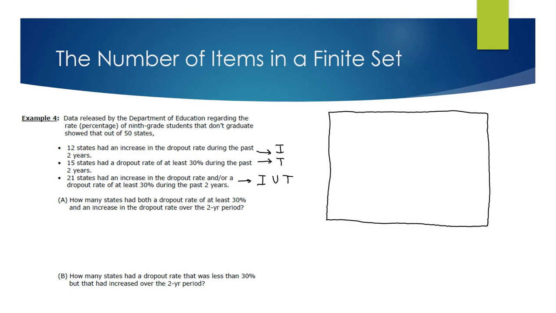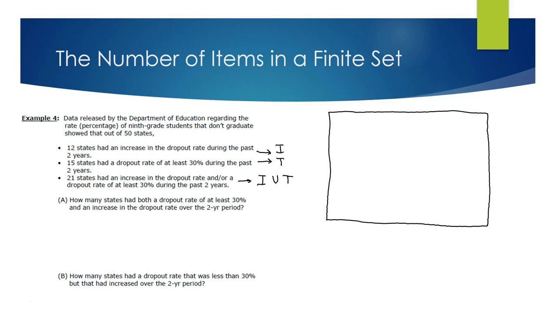So I'm going to call those that had an increase in the dropout rate set I, and those that had at least 30%, I'm going to call it T for 30. And those that had one or the other is going to be the union of those two. So I'm not going to define it as a new set, it's actually the combination of these two.